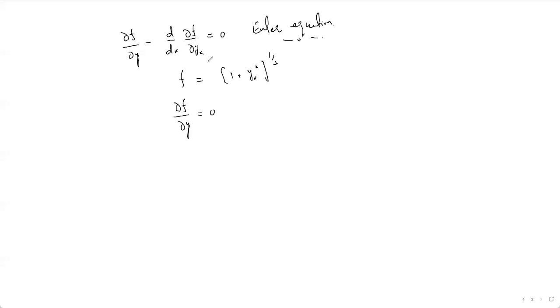Because y is not being involved here, the first term is 0, so my Euler equation will now become minus d by dx of partial f by partial y'(x) will be equal to 0. Since f is equal to 1 plus y'(x) square raised to power 1 by 2, what will be the derivative of partial f by partial y'(x)? We have to take the derivative with respect to this variable, y'(x).